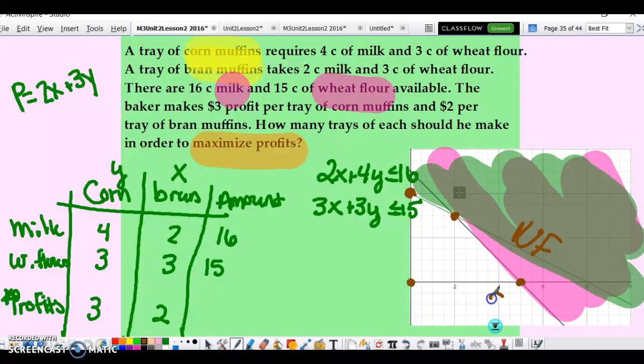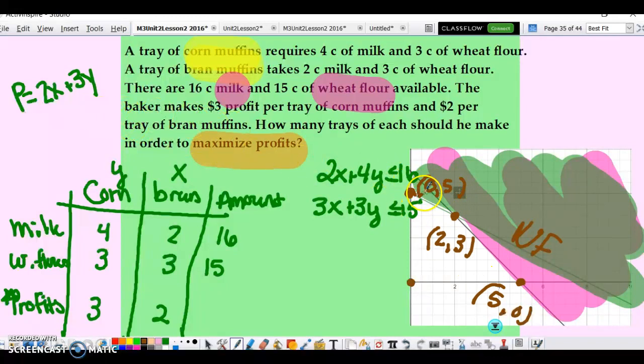This coordinate down here is 5, 0: 5 bran, no corn. This coordinate right here is 2, 3, sorry, I cut my scale off there, graph yours carefully: 2 bran, 3 corn muffins. And this one is 0 bran muffins, 5 corn muffins. The only 3 points I need to test are these 3 in my profit equation.